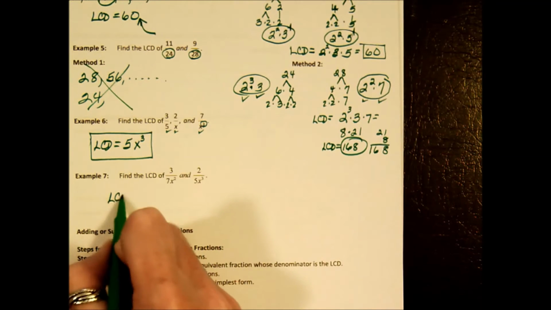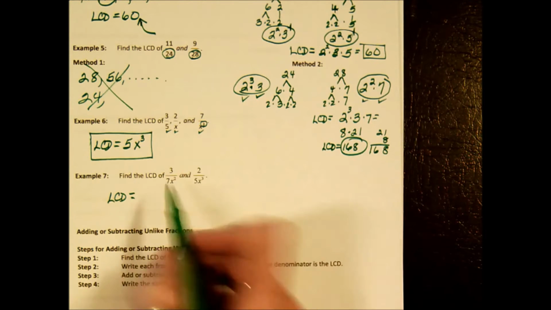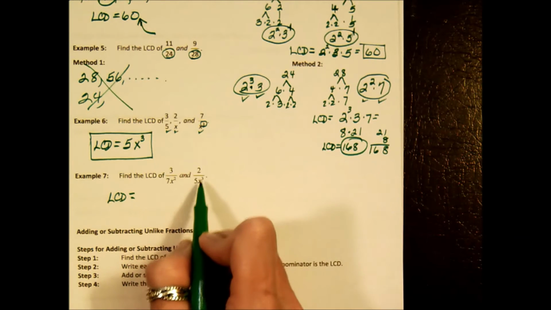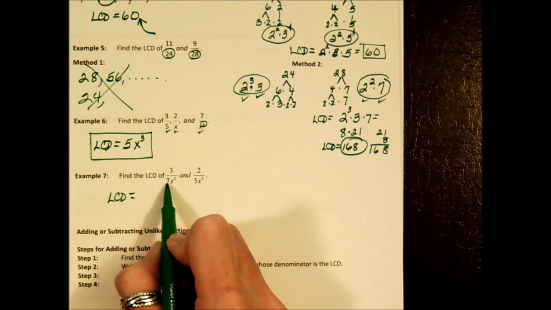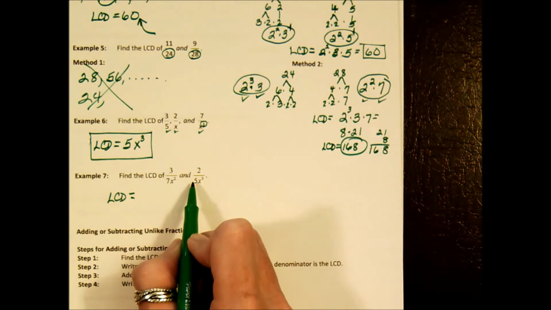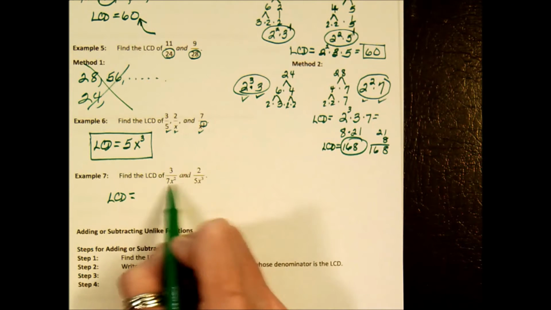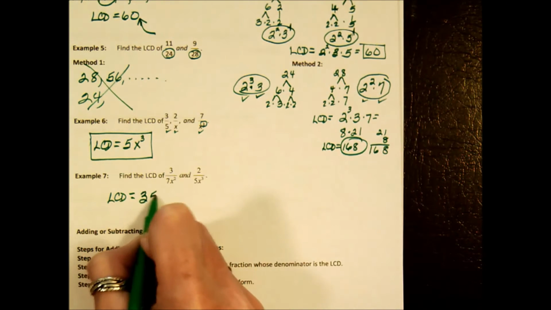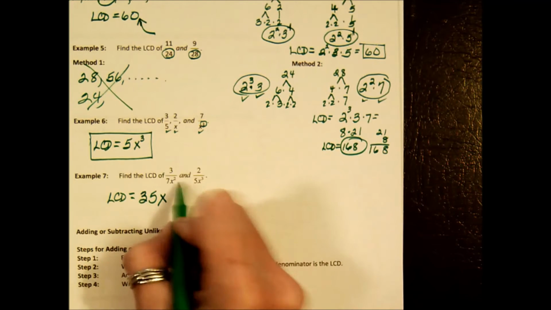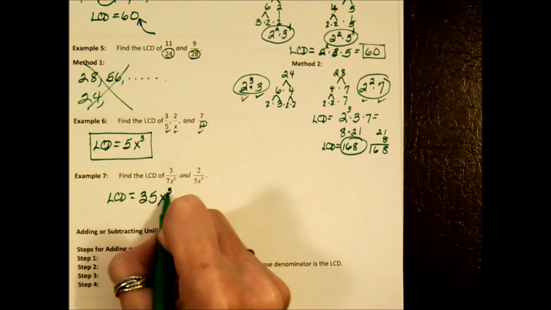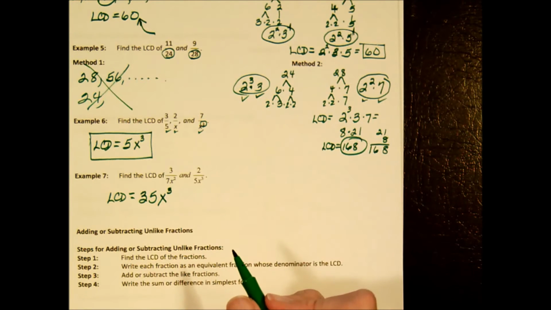Example 7. I need an LCD for 7x squared and 5x cubed. So think about the LCD for 7 and 5. If you skip counted by 5 would be easier. The first number that 7 would go into is 35. And then I have to have an x, and the highest power here is a 3. So my LCD is 35x cubed in this case.